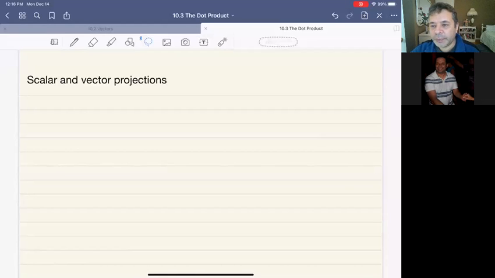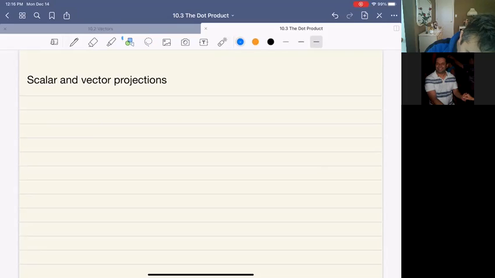All right, welcome back. So we're going to talk about scalar and vector projections. This is basically the same thing, or this is still with the dot product. They're very similar. In fact, you need the scalar projection to do the vector projection. So let's just talk real quick about a vector and taking the dot product.